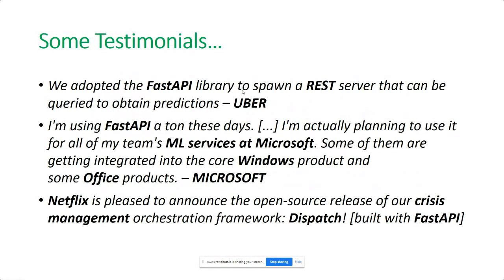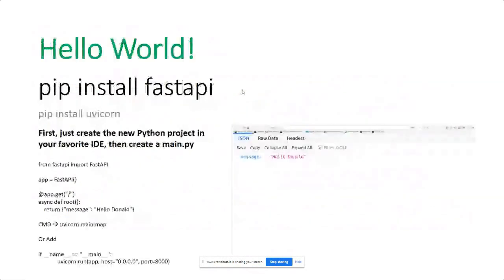Okay, so some testimonials: where is FastAPI being used? It's being used by Uber, by Microsoft in an implementation. Netflix is also using FastAPI for its implementation. So what's very special about FastAPI? Let's get started with how FastAPI works.